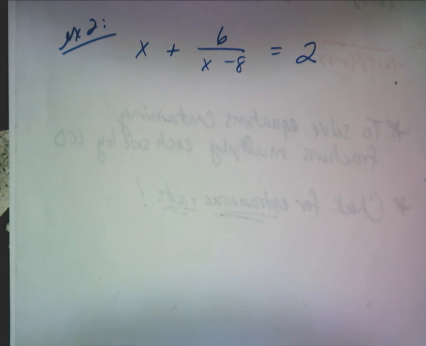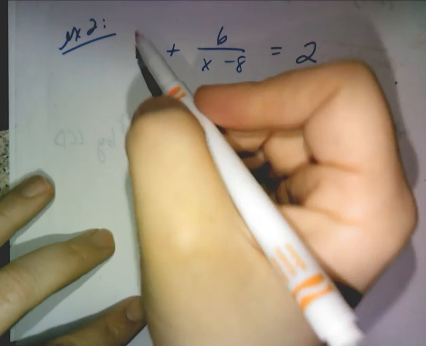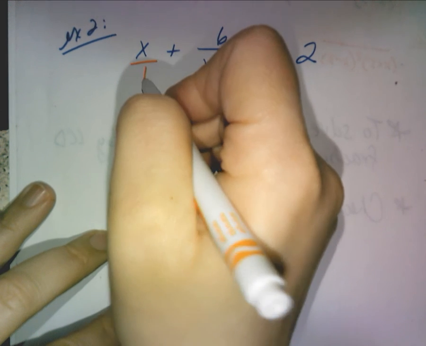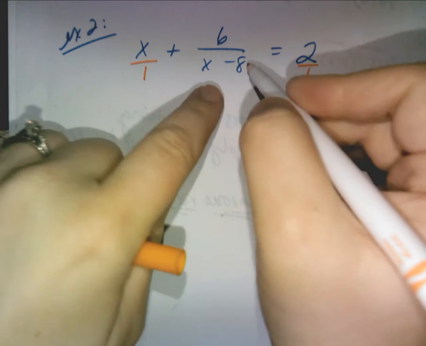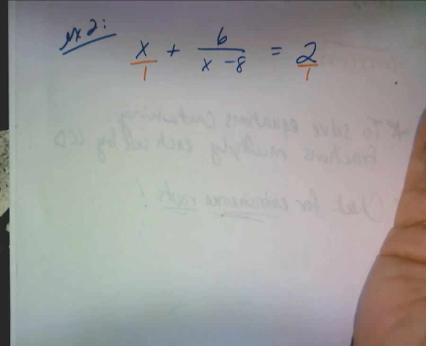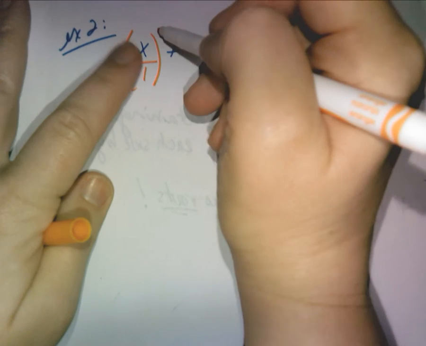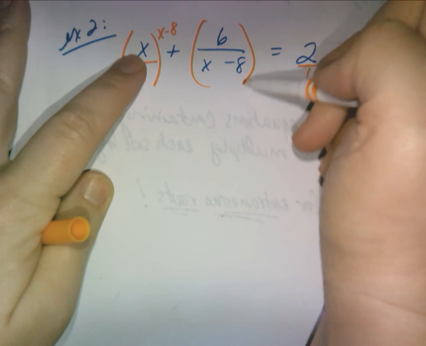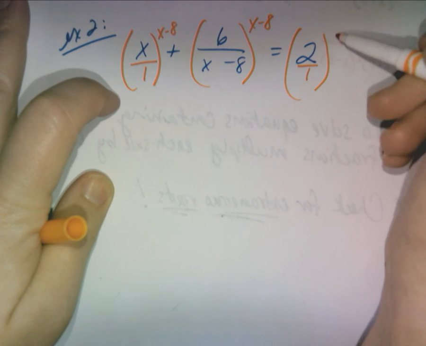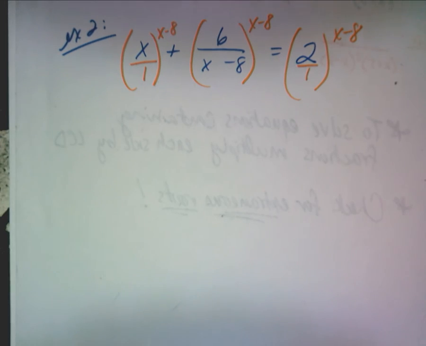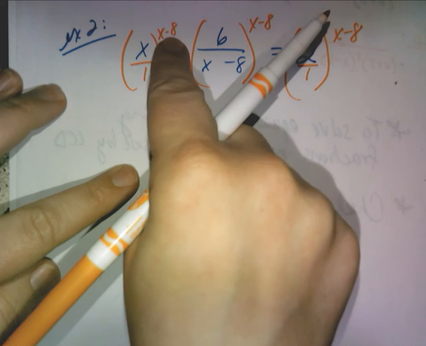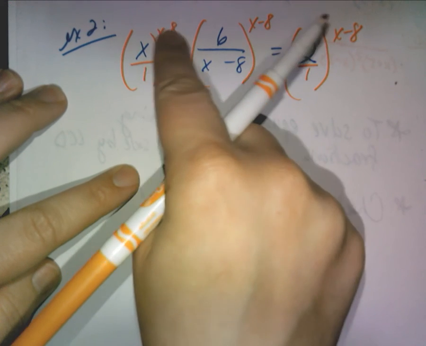x plus 6 over x minus 8 equals 2. So again, anytime I see a fraction in an equation, I multiply everything by the common denominator. This has a denominator of 1. Do you all agree? So does this. So the only denominator I have to worry about is x minus 8. So I'm going to take everything and I put in the corner x minus 8, x minus 8, x minus 8. If I can cross cancel, cross cancel. If I can't, I have to multiply.